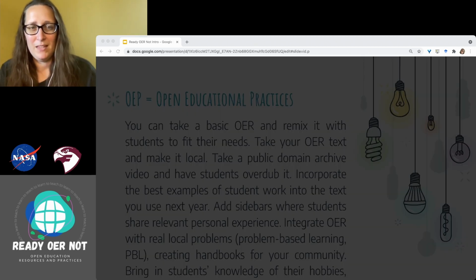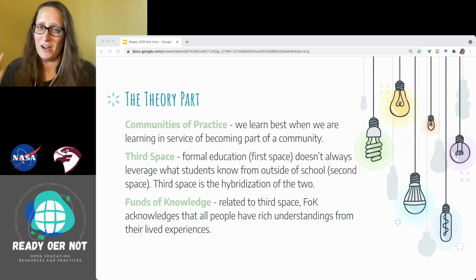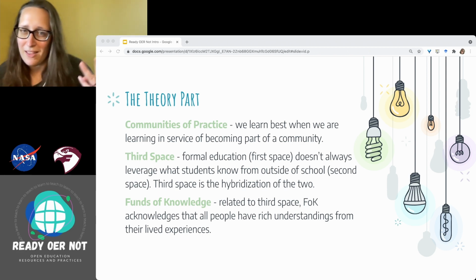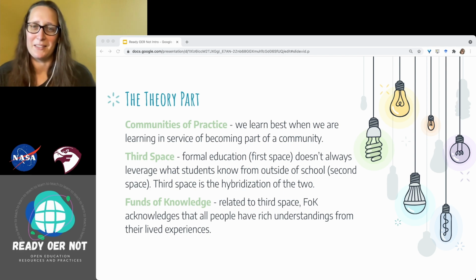So in the class, we're going to talk about OER and OEP a lot, but we're also going to talk about some theories of learning that are particularly appropriate to these. And the 3 that we're going to focus on are communities of practice, third space, and funds of knowledge.